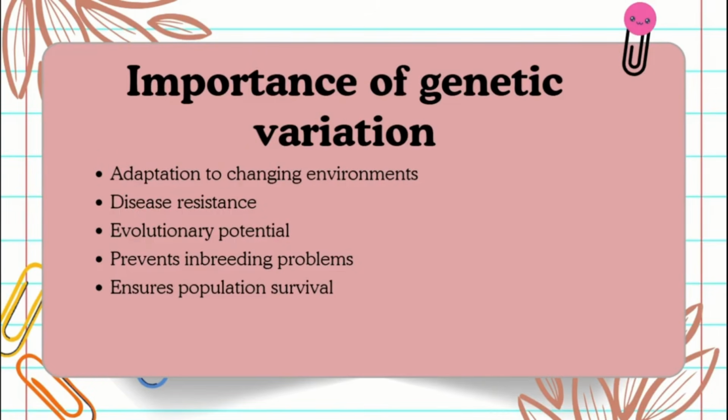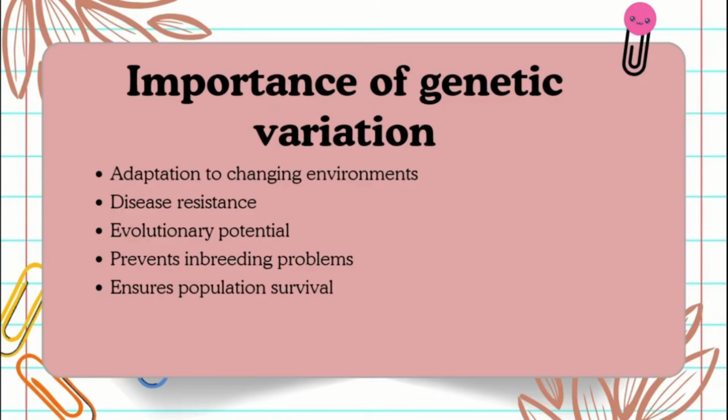So, what's the importance? Why do we need all of this variation? Why do we need all these differences? What's the purpose behind all of this, basically? It's very important to adapt to changing environments. It's important for disease resistance. It's important for evolutionary potential. It prevents inbreeding problems, and it ensures population survival.